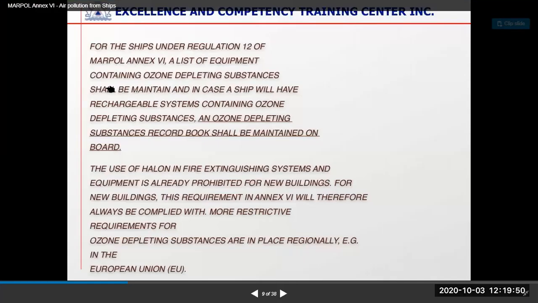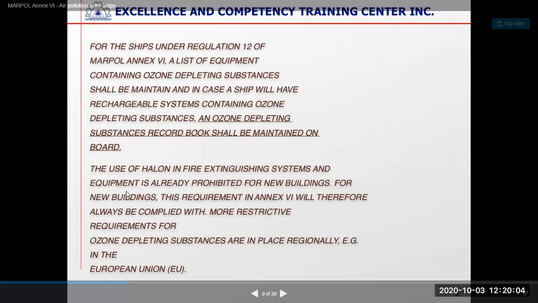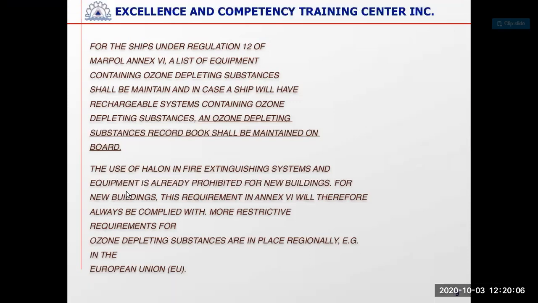Then on board ship, we have to maintain a record book which contains a list of ozone depleting substances, like use of freon and other things that are banned, and its list has to be maintained. If there are any, like halon, it is not approved or is prohibited to use in fire extinguishing systems. So these rules and regulations should always be complied with.